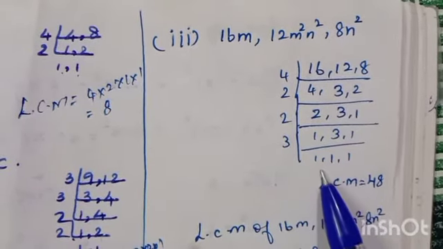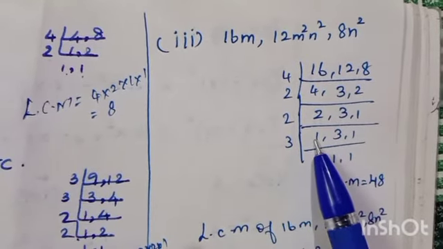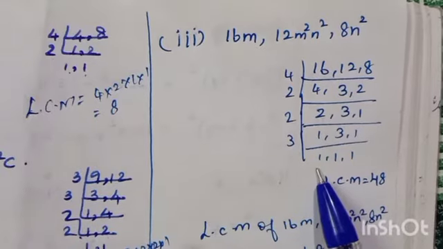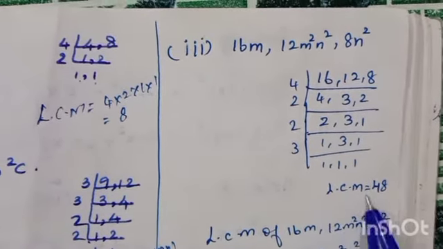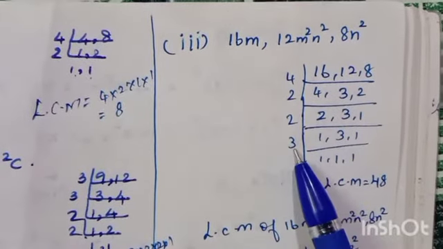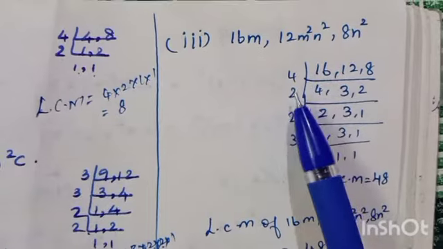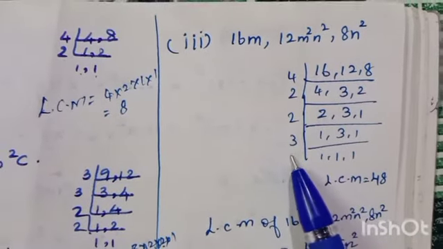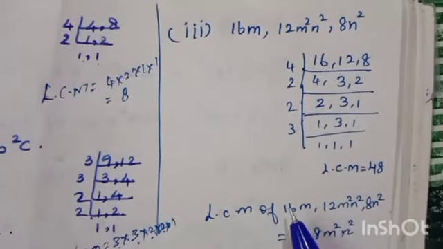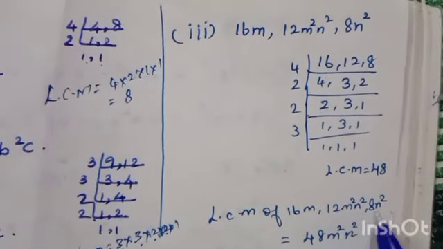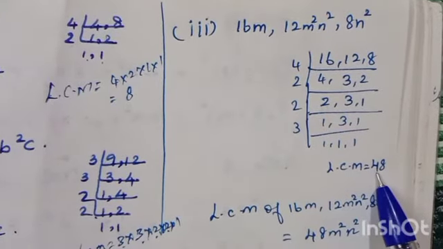Then 2 table, 1 time 3 is 3. For 3, it is not divided by 2, so just taken, right? Next 3 1 1 1. For the numbers not divisible, you just take them, right, below in the next step. So LCM is equal to the product of these numbers, that is 4 into 2 into 2 into 3. 4 2s are 8, 8 2s are 16, 16 into 3, 48. So for the LCM of 16m, 12m square n square, 8n square, the coefficients' LCM we already found, that is 48.